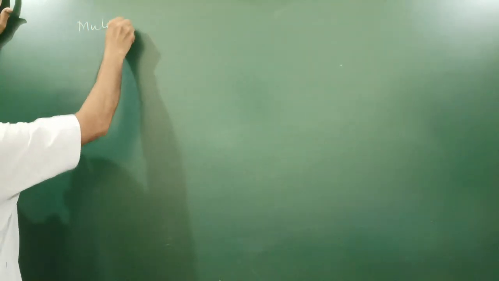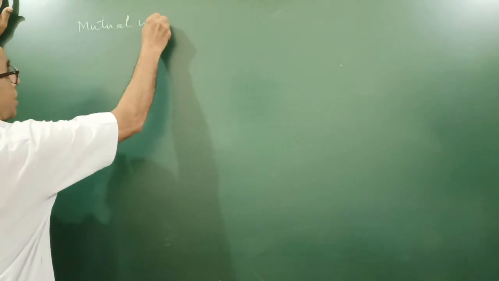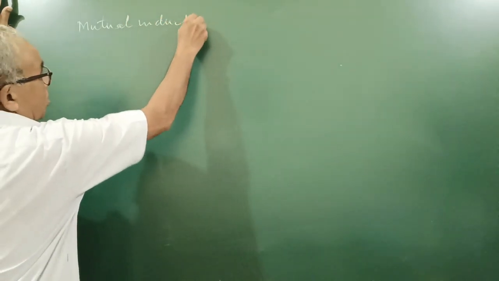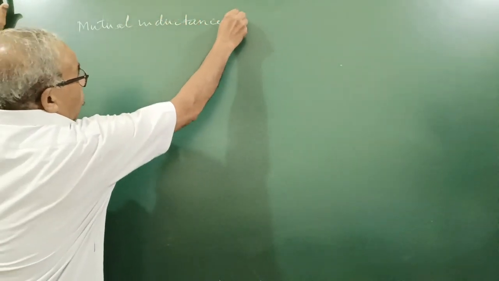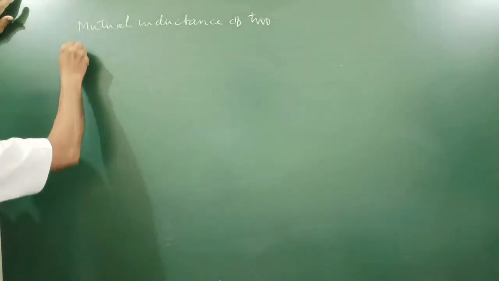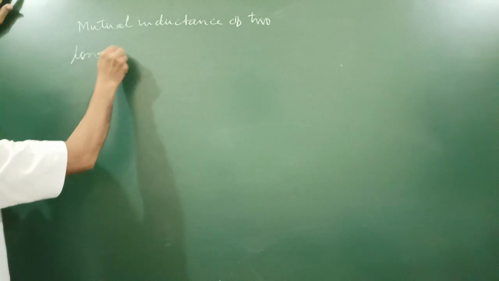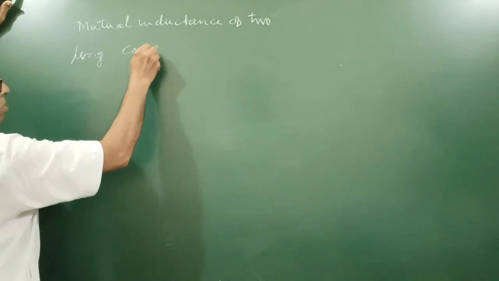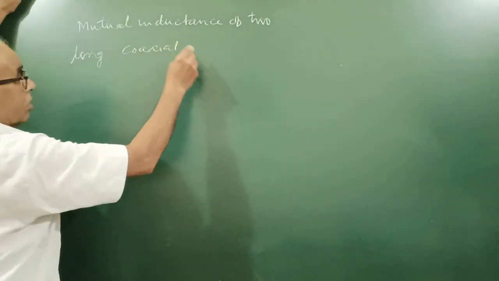Now next is mutual inductance of two long coaxial solenoids.